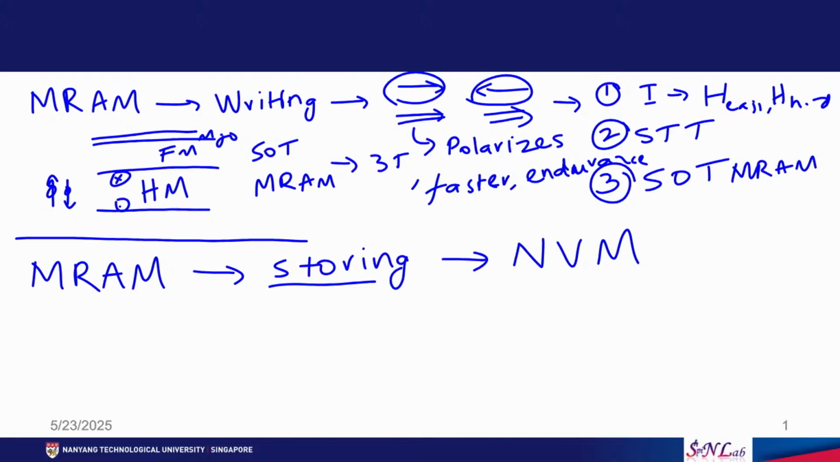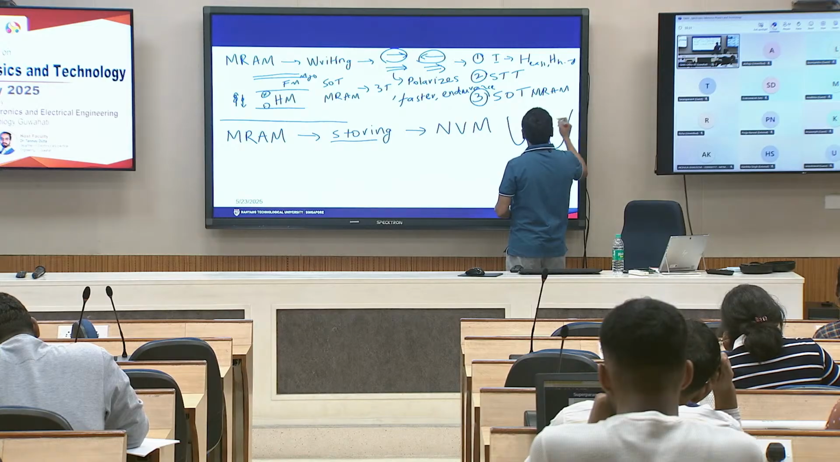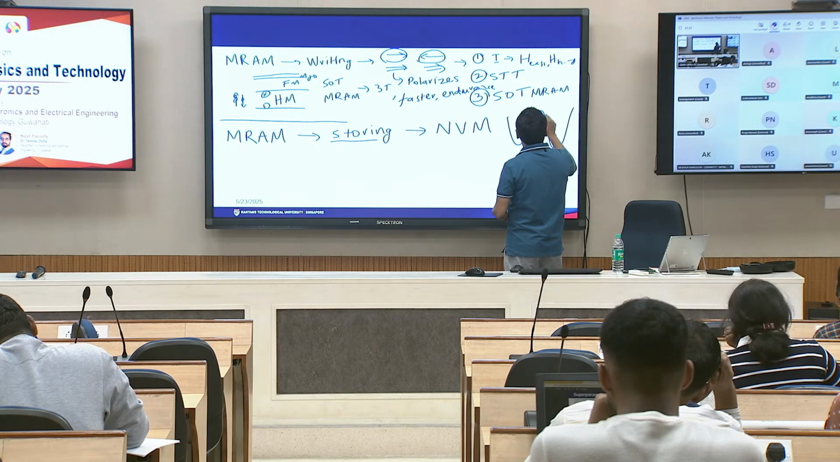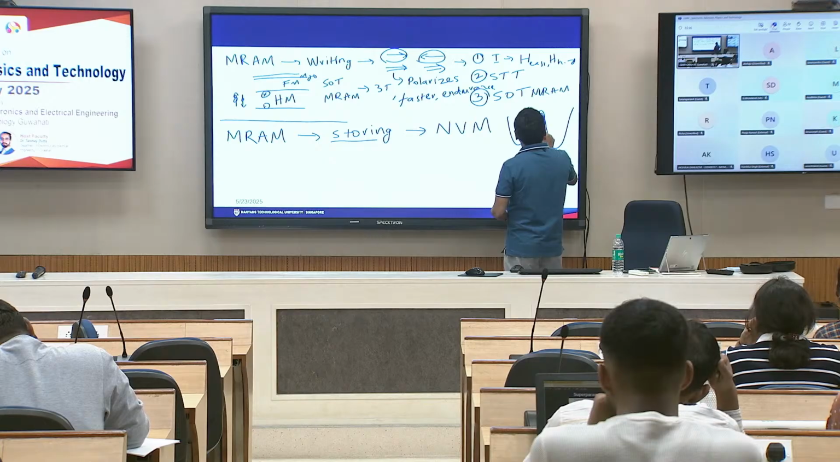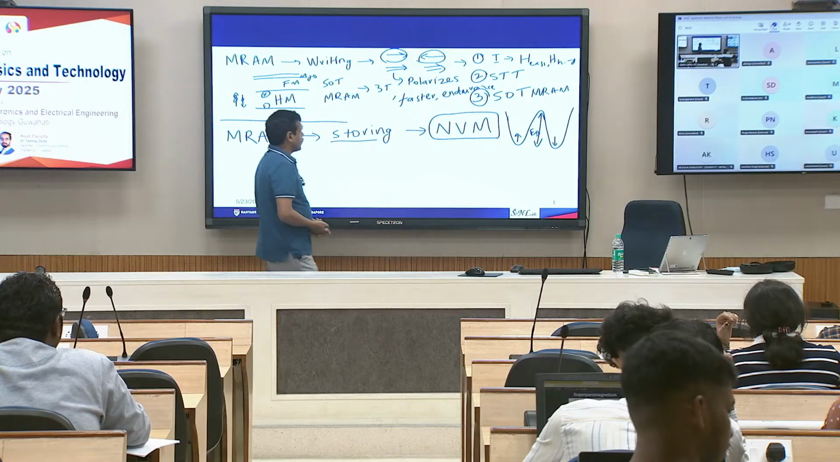When it comes to the storing aspect, we know that materials have anisotropy, and this anisotropy creates an energy barrier. This energy barrier will prevent the magnetization from being flipped from one direction to the other direction. This energy barrier is the one that helps to retain the information, and it is the one that makes the MRAM a non-volatile memory. NVM is non-volatile memory.